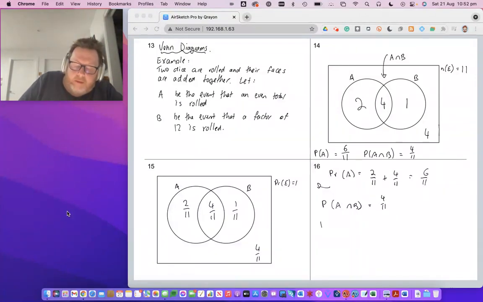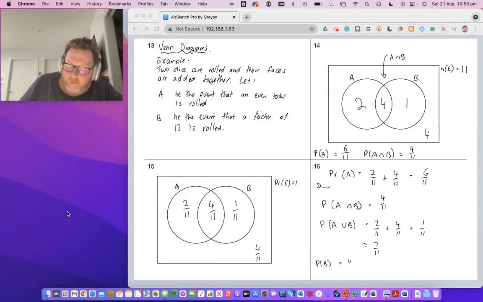But what about the probability of A union B? Well, that would be 2 elevenths plus the 4 elevenths plus the 1 eleventh, which would be equal to 7 over 11. And what about the probability of B? Well, the probability of B would be equal to 4 elevenths plus 1 eleventh, which would be 5 elevenths.